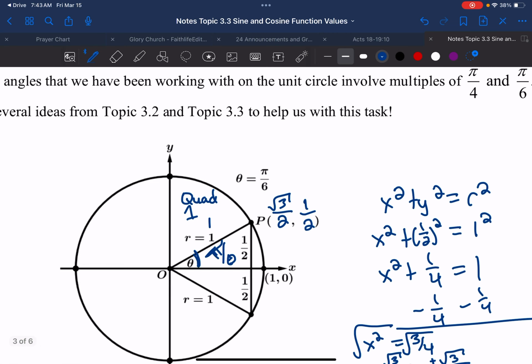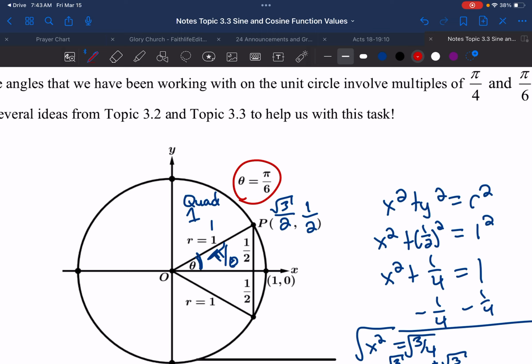If I look at this right here, I know my theta is pi over 6. Let me go back just one second here. In the unit circle, I know that x is cosine theta, and y is sine theta. So for this, square root of 3 over 2 is the value for cosine of my angle, my x value. So cosine of my angle gives me that, okay?